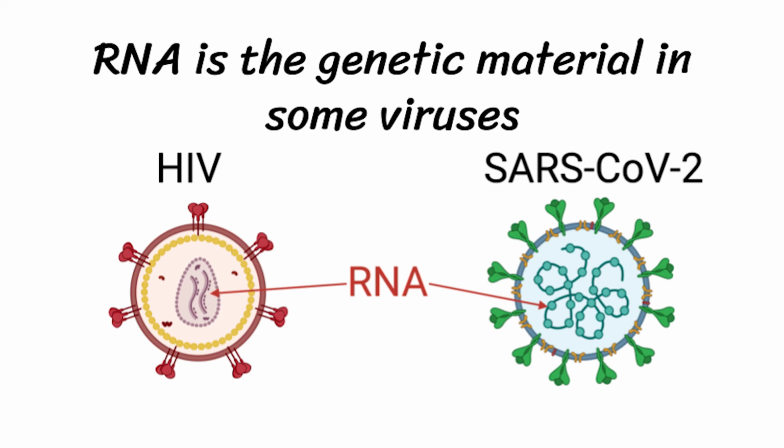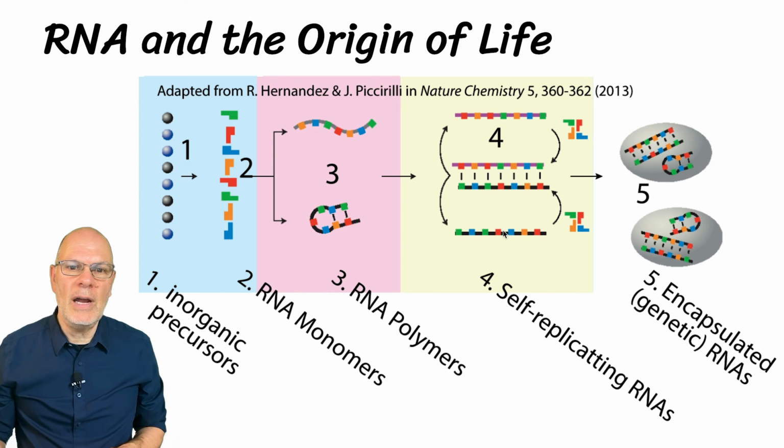There are some viruses that have RNA as their genetic material, and that includes viruses that you're undoubtedly familiar with. One of them is HIV, the virus which causes AIDS, acquired immune deficiency syndrome, and the other virus is SARS-CoV-2, which is the virus that causes COVID-19 and put us all out of school for at least a year. So RNA is the genetic material in certain viruses. It's never the genetic material in cells, but only in some viruses.